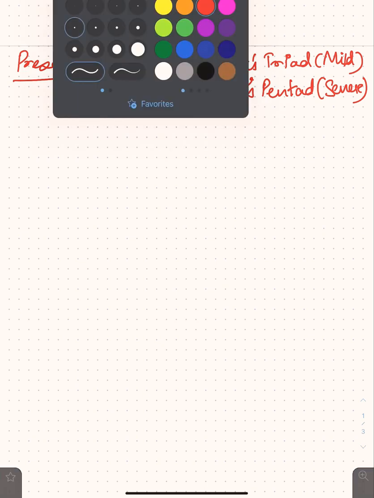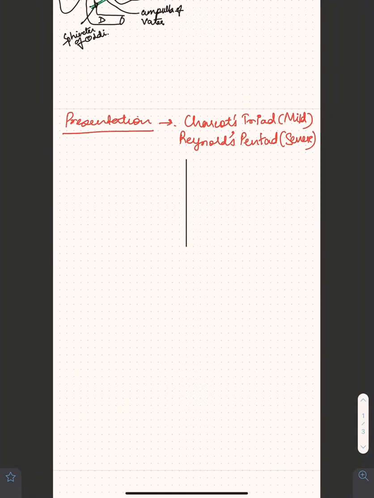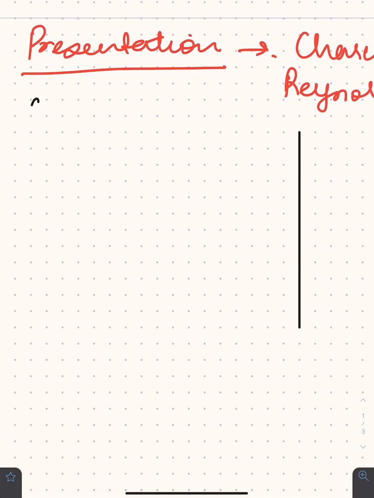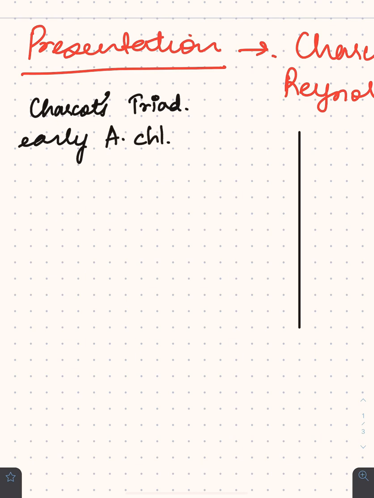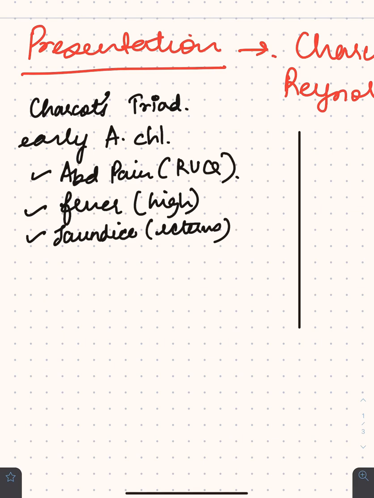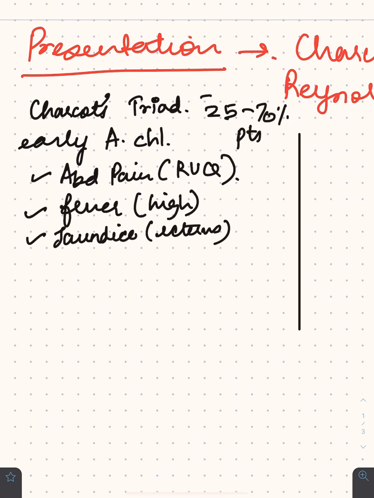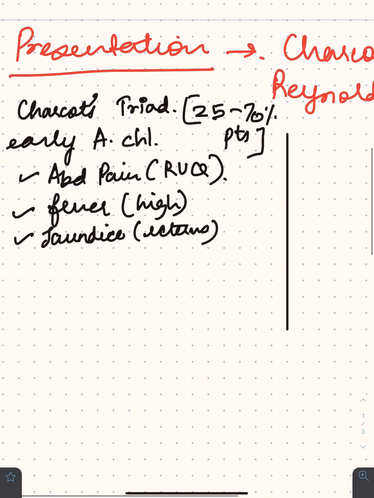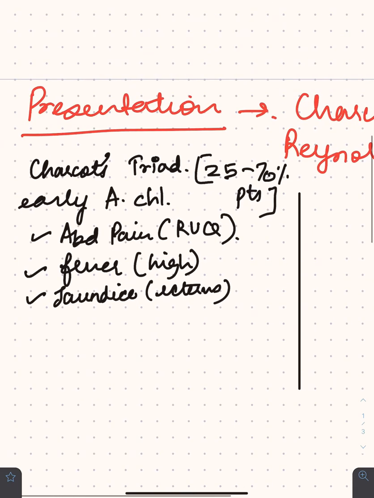Okay, so we can divide our page into two parts. So first, talking about Charcot's triad. So person who has early acute cholangitis will present with abdominal pain, fever, jaundice. You'll see icterus. The fever is usually high. The abdominal pain is usually where the gallbladder is present, that is the right upper quadrant. And this happens in 25 to 70% patients. If a patient does not present with this triad, then we have to rely more on investigation for the diagnosis if it's a very vague presentation.